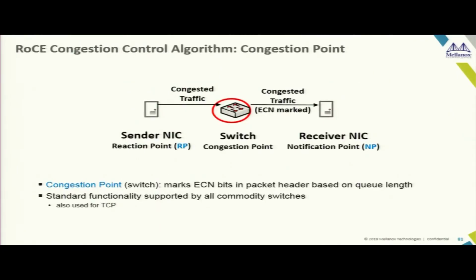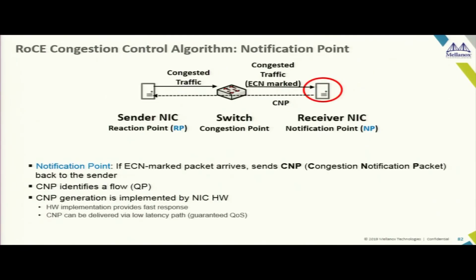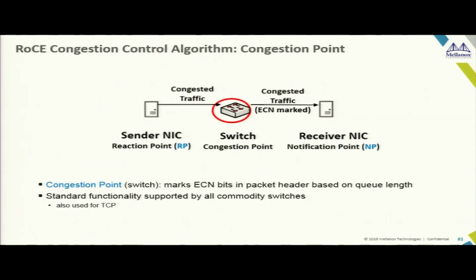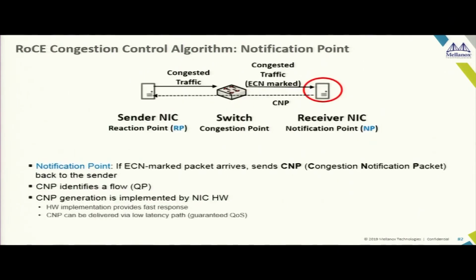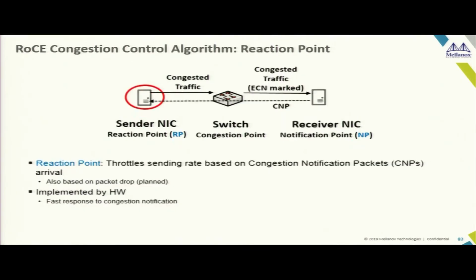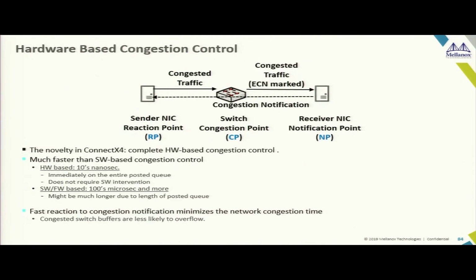Now, let's say in a communication you have a sender NIC, a receiver NIC, and the switch. The switch is your congestion point. If it is congested, it will mark the packet with the ECN bit. Now this ECN-marked packet goes to your notification point, that is your destination. When the notification point receives a packet with the congestion-marked bit, it sends a congestion notification packet back to the sender.